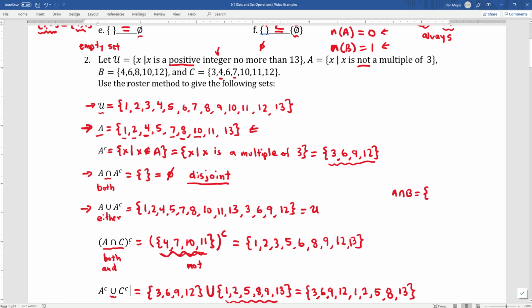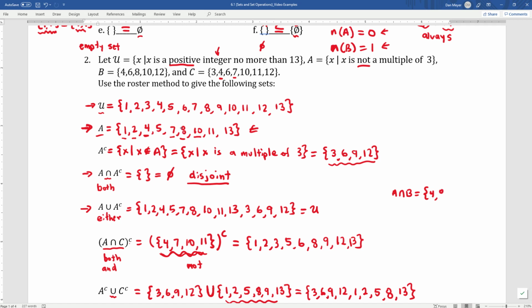Let's see, 4 is in B. It's also in A. So 4 is in the intersection. The next element in B, 6 is in B, but it's not in A. So 6 is not in both. 8 is in B, and it's in A, so it's in both.